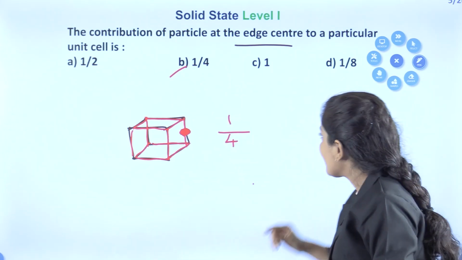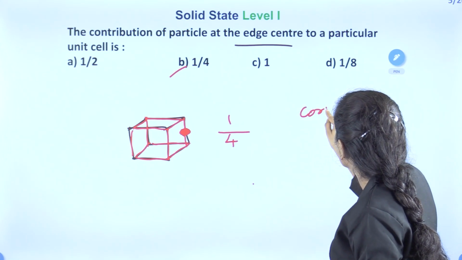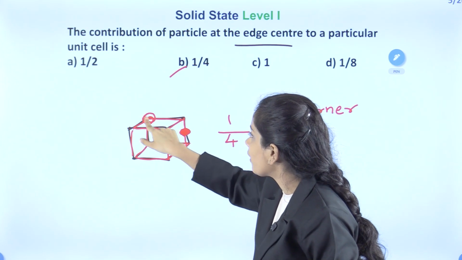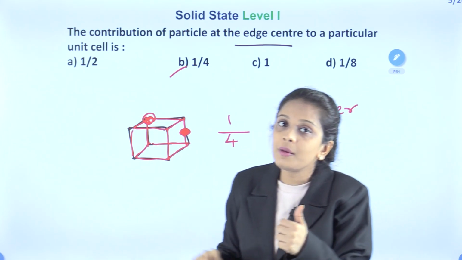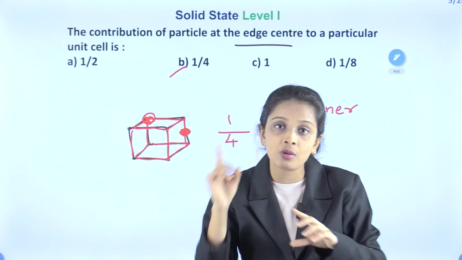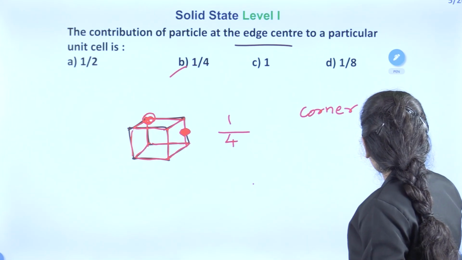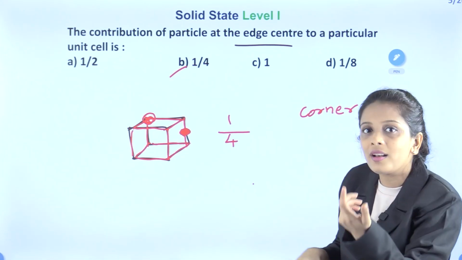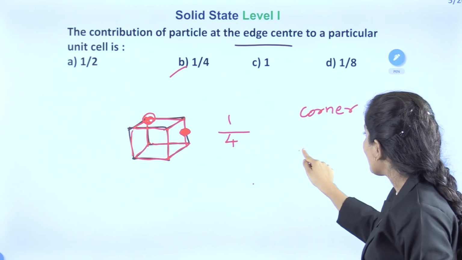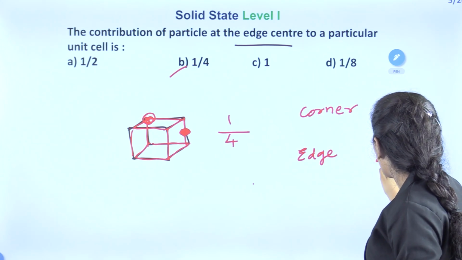For example, if I am talking about the corner, whatever particle we have at the corner has been surrounded by 8 unit cells. So its contribution per unit cell would be how much? Out of 8, we are talking about only 1, so it is 1 upon 8. Am I clear with this? As I discussed with you, for the edge center, it is 1 by 4.